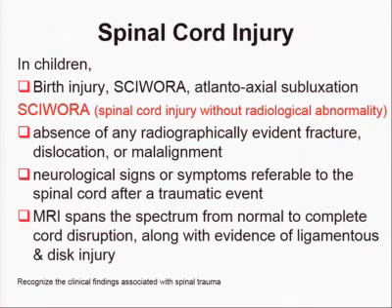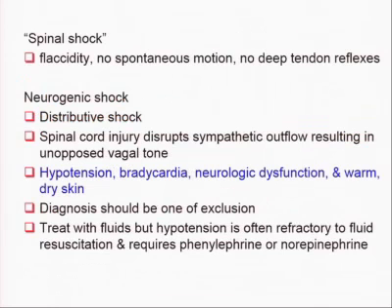The MRI spans the spectrum from normal to complete cord disruption, along with ligamentous and disc injury. So what exactly happens? So think of it as, you have the vertebra and they're just moving back and forth. So it goes forward, gets displaced, comes back. So there is no fracture. So you may or may not see this ligamentous injury on MRI. It can be absolutely normal, but you will have all these signs of spinal cord injury, and that is SCIWORA.